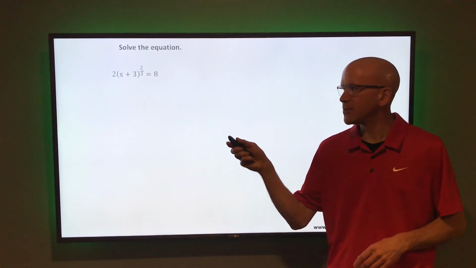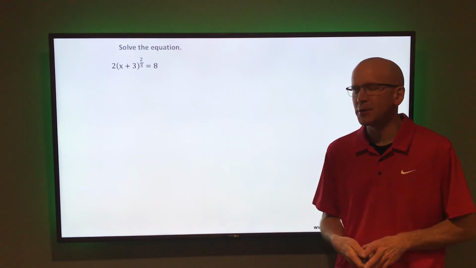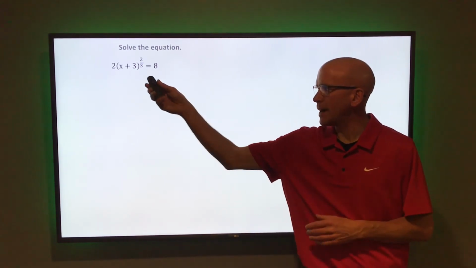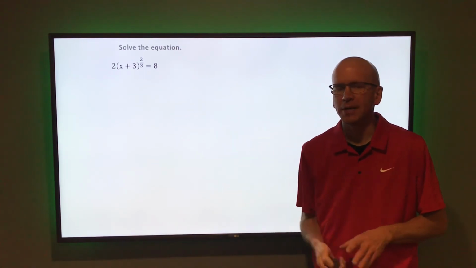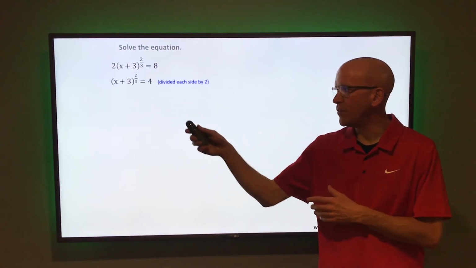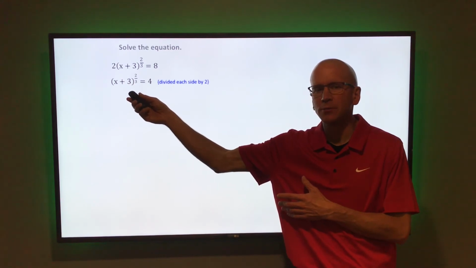We're going to solve this equation for x. 2 times the quantity x plus 3 to the 2/3 equals 8. So we want to isolate that set of parentheses just like it's a radical sign by moving that 2 to the other side. Divide each side by 2. If you divide each side by 2, you have x plus 3 to the 2/3 equals 4.